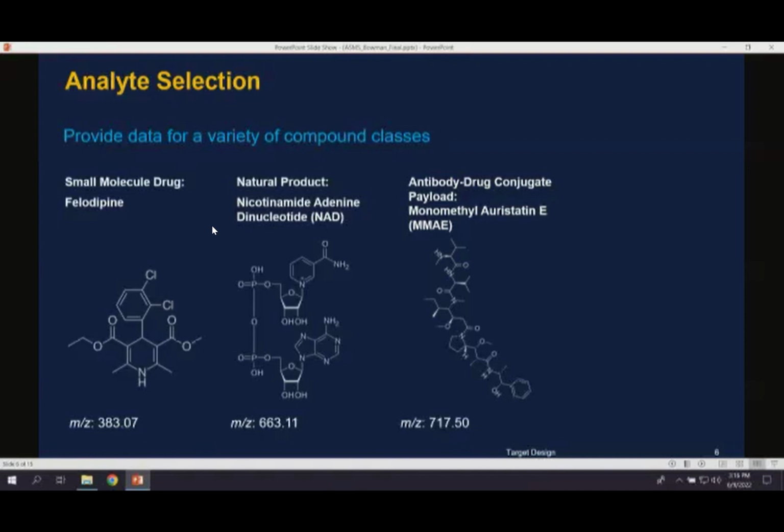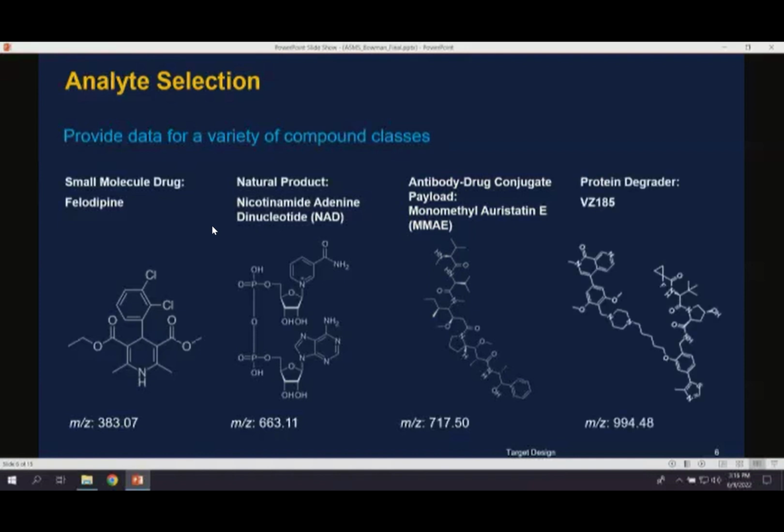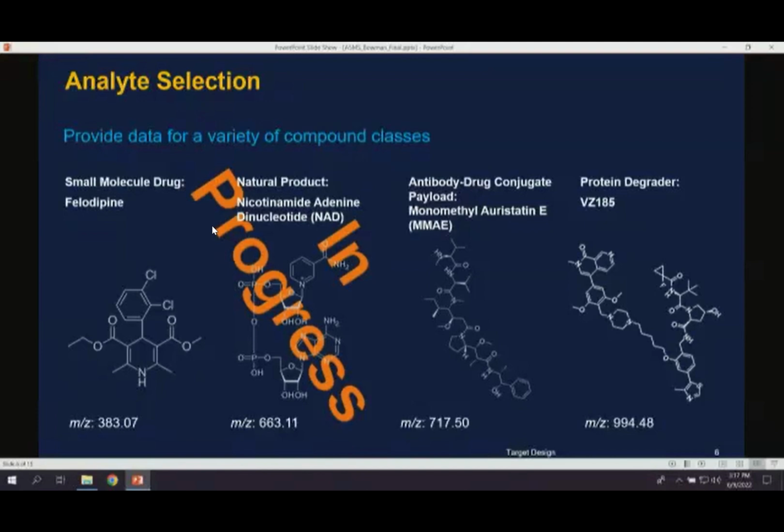We also were looking at antibody drug conjugate payloads. This is monomethyl auristatin E at about 717 Daltons. And we were looking at protein degraders. This is VZ185 at about 994 Daltons. I'll go ahead and tell you now, I'm only going to show you data for 3 of these because the NAD is sort of in progress right now.